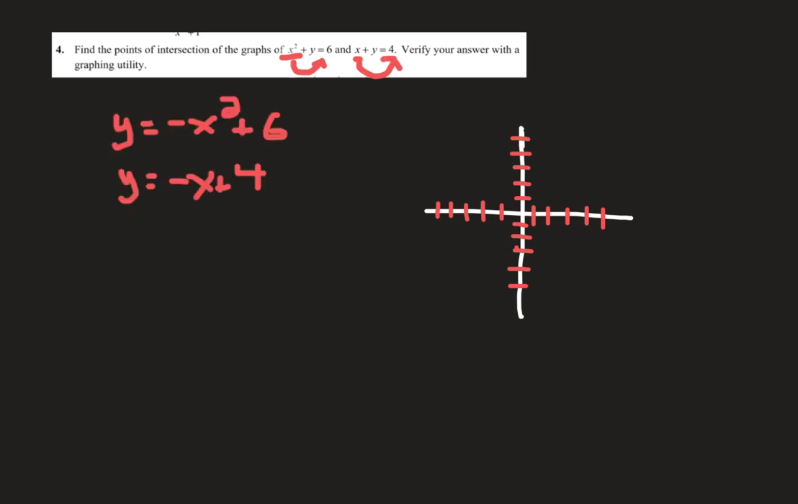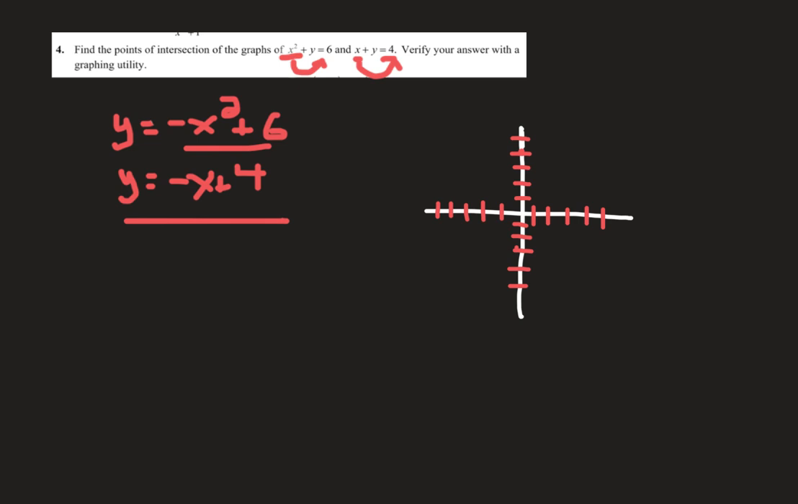So after you put it into slope form, which is this form, you want to graph them into this graph that I drew right here. This one is going to be a parabola and this one is going to be a straight line that intersects at 4, which will be right here.